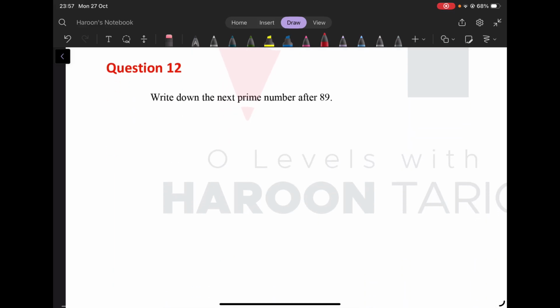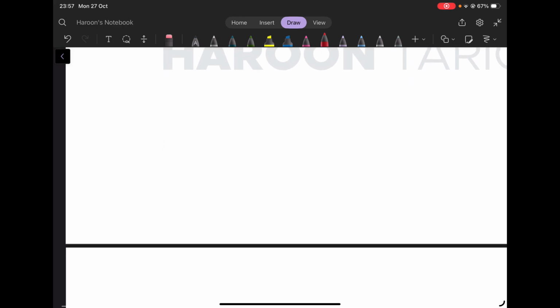Write down the next prime number after 89. Ignore even numbers. 91 is in the table of 7, so 91 is out. Then 93 is in the table of 3. 95, table of 5. 97, yes, we already did a question in which 97 was a prime number, so 97.